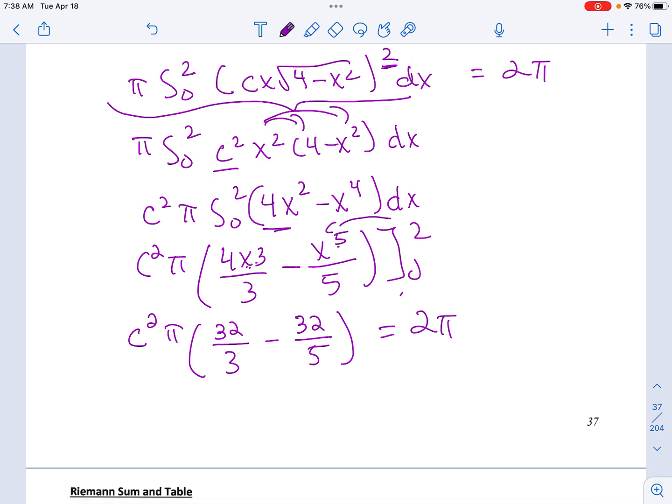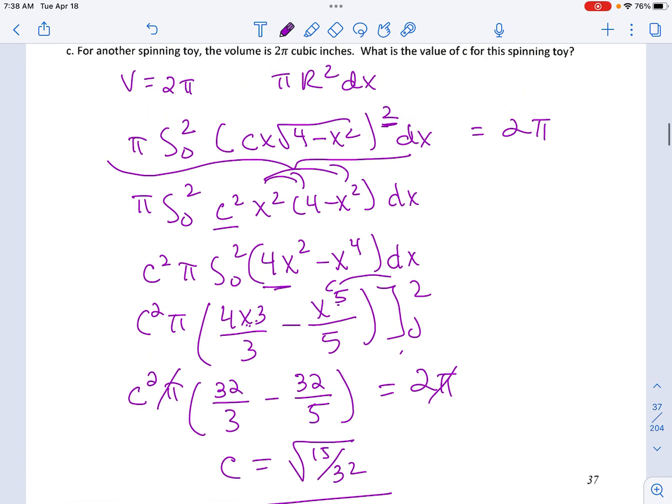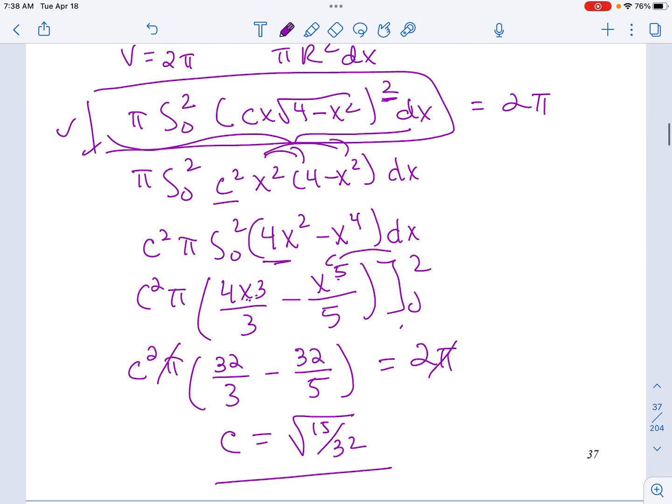So lots of different ways you can solve for the c value at this point. I'm going to go ahead and divide out the pi, get yourself a common denominator, all that stuff. And if you do the arithmetic correctly, you should get c equals square root of 15 over 32. So it is 2 points for this setup correctly. It is another point for coming up with the antiderivative, and the last point here is setting it equal to 2 pi and coming up with that c value.